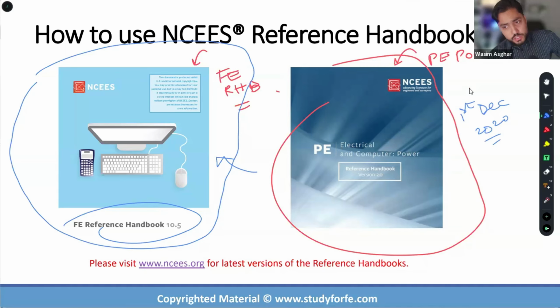Okay. So on 1st of October 2020, going back, this is sort of a historical overview, the PE Power exam also switched to a closed book exam. The FE electrical exam, or the FE exam, switched to a closed book in October 2014.